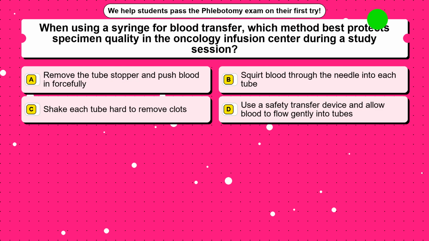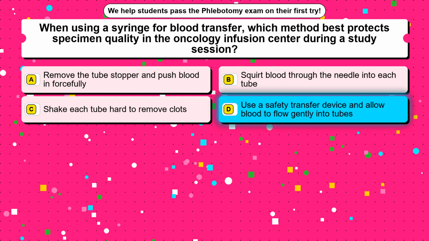Question 59. When using a syringe for blood transfer, which method best protects specimen quality in the oncology infusion center during a study session? Option A: remove the tube stopper and push blood in forcefully. Option B: squirt blood through the needle into each tube. Option C: shake each tube hard to remove clots. Option D: use a safety transfer device and allow blood to flow gently into tubes.